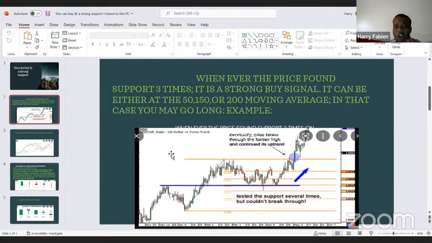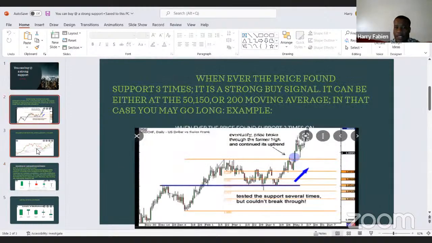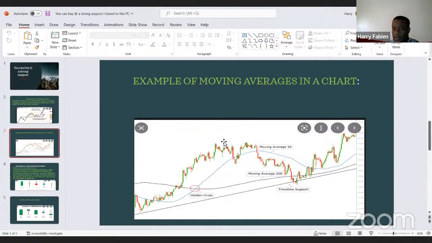Now I'm going to show you something about candlesticks. For people who don't know, you're going to see candles like this one here. For those who don't know their names, I'm going to give you 9 of them.